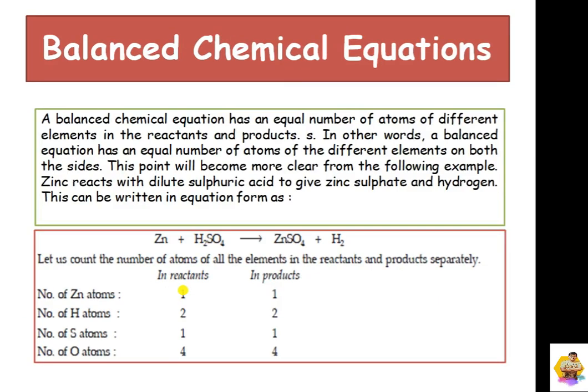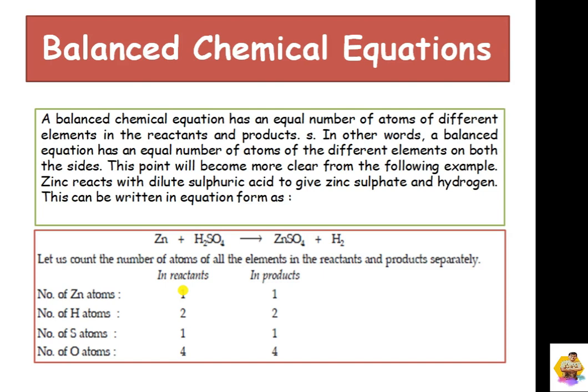Now, what is a balanced chemical equation? Whatever you do, you have to keep in mind the law of conservation of mass. A balanced chemical equation has an equal number of atoms of different elements in the reactants and products. In other words, a balanced equation has an equal number of atoms of different elements on both sides, that is on the left hand side and on the right hand side.